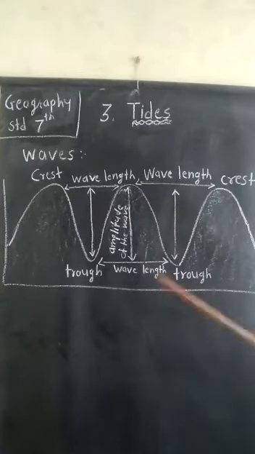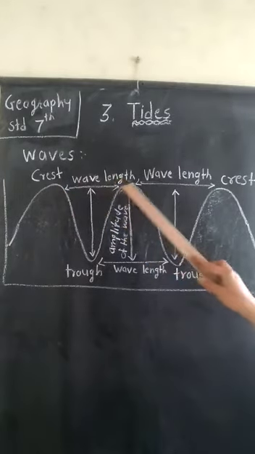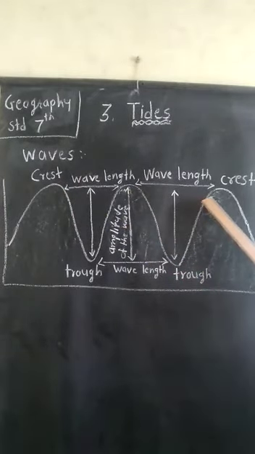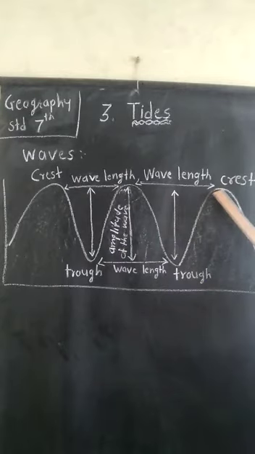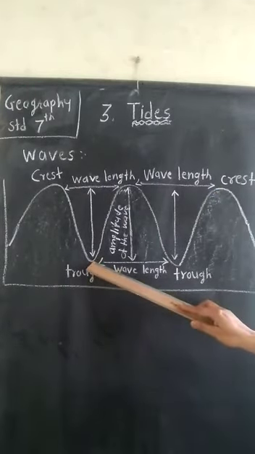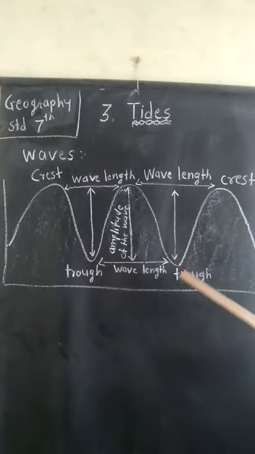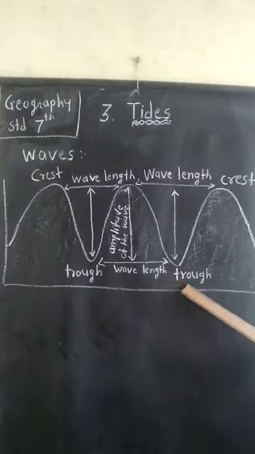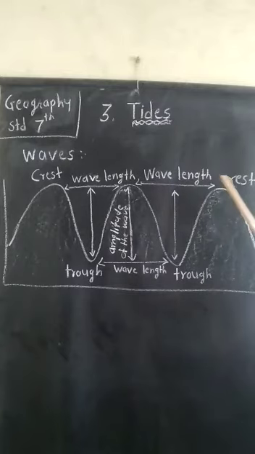This raised portion of the wave is called the crest. And the depressed portion, the beneath portion of the wave, is called the trough. Remember these two terms, trough and crest.